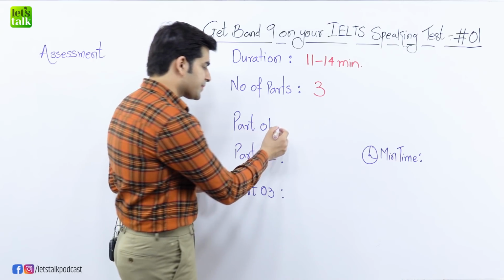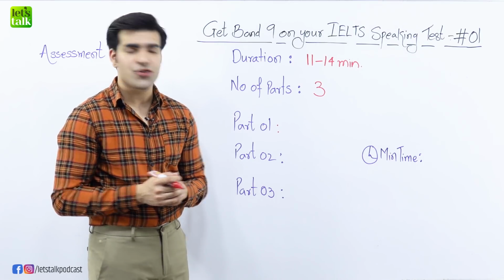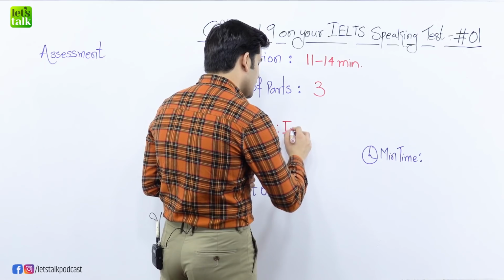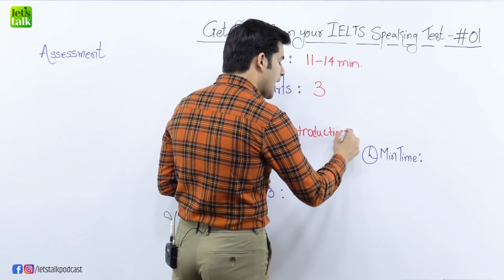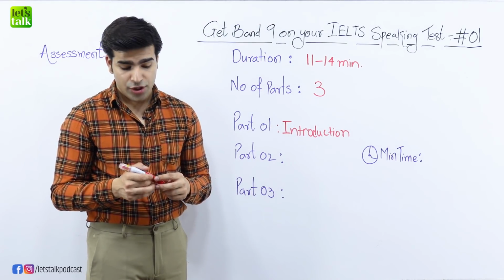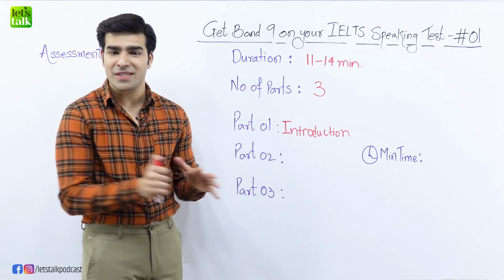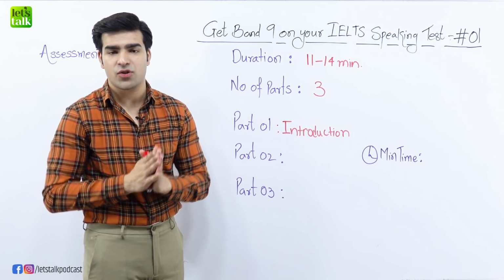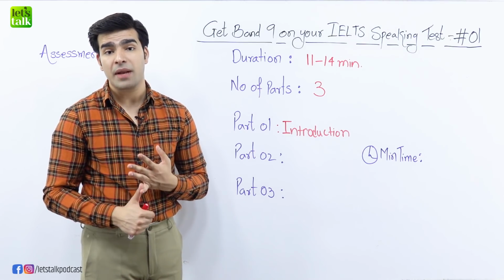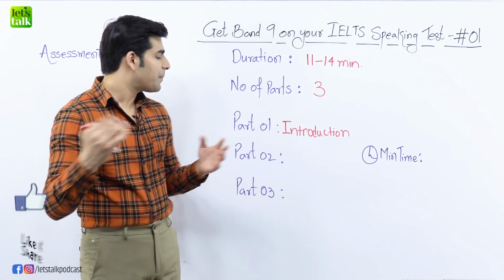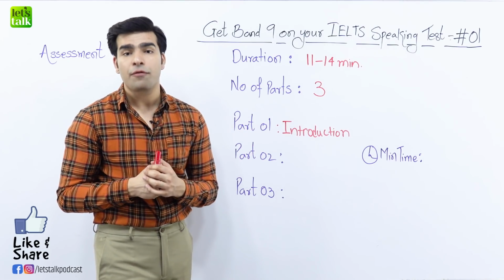The first part is called the introduction part. I will just write it for you here. In the introduction part, you come into the room and the examiner starts to question you about your personal life. Don't think of very personal questions, not those kinds of questions. Basic personal questions: where you are from, what you do, what your hobbies are, what your future plans are. These are the different kinds of questions that appear in Part 1, the introduction of the speaking test.